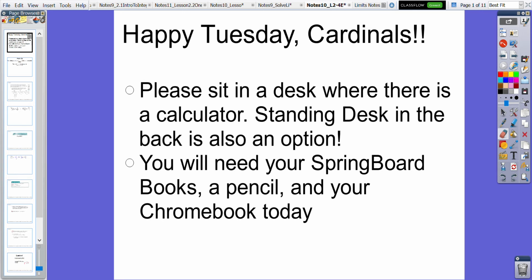Today we're going to take a look at how to solve equations with special solutions. Make sure you have your Springboard book with you, pencil, and your Chromebook. Obviously, if you're watching this on a Chromebook, you've got it already. So let's go ahead and get started.